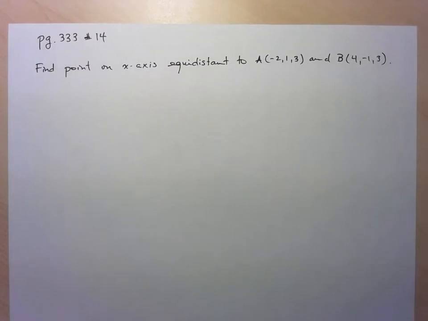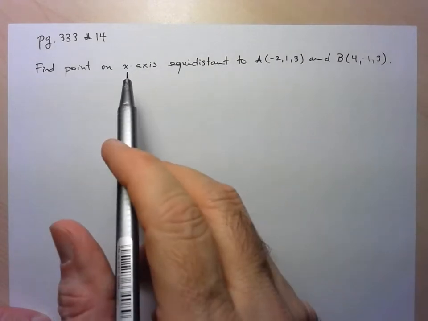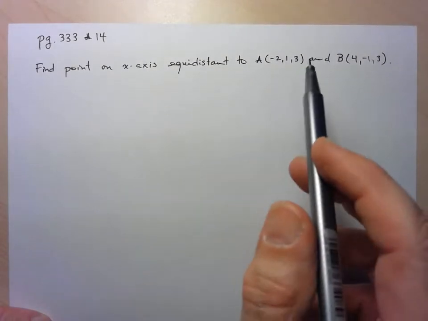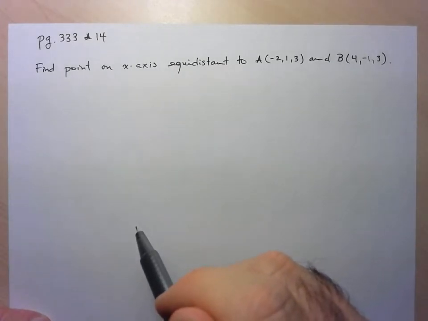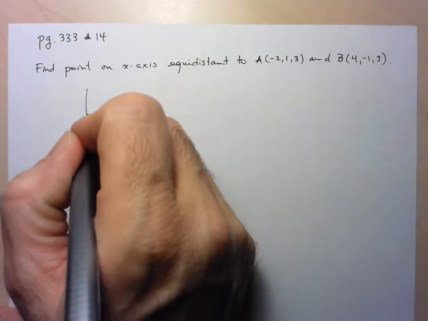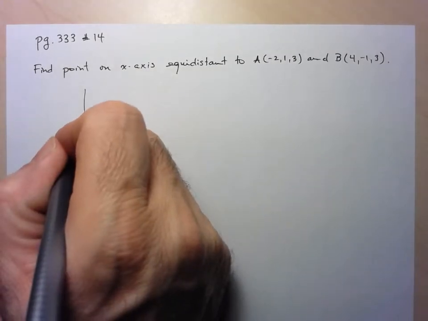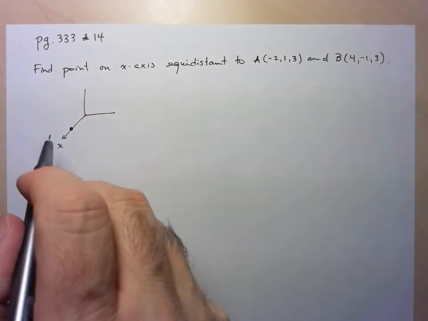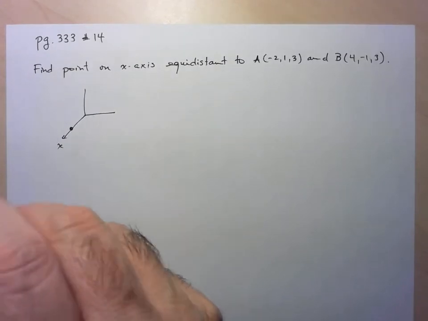Hi folks, we're going to take a look at number 14 on page 333. Here they're asking us to find the point on the x-axis which is equidistant to these two given points. I'm not going to make any effort to draw these accurately, but just remember where we are on the x-axis. Here, this is the x-axis in 3D.